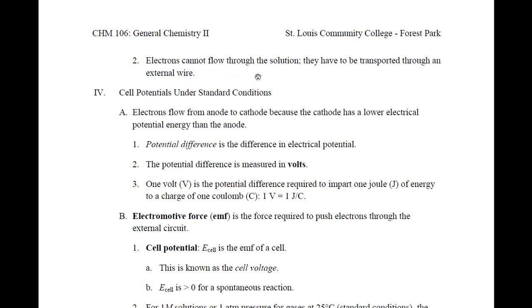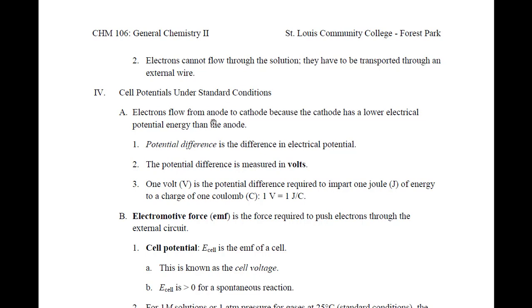Electrons can't flow through solutions. Like I said, we can't just dip a piece of metal into another metal's ions and have electrons flow in a way that gets us useful work. So we're going to transport them through electrical wires that we could then harness to do work like lighting light bulbs and things like that. And so what we want to do is measure the cell potential under standard conditions.